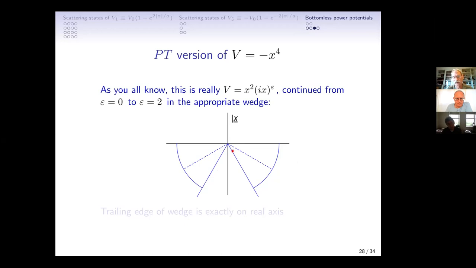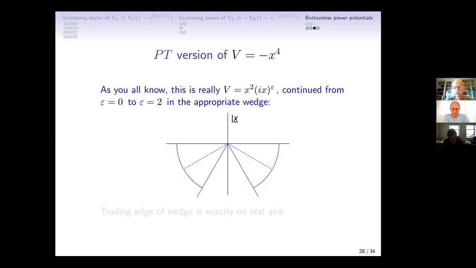And the edge of the wedge lies precisely on the real axis. Now, as you will know, this can be solved, well, not solved, but you can show that if you take the appropriate contour, which lies within the wedge as you go off to infinity, there is a transformation which can transform it into a proper anharmonic oscillator and shows that indeed the eigenstates defined that way are perfectly kosher. But you have to go into the complex plane.